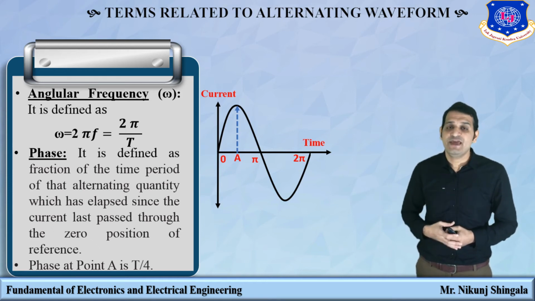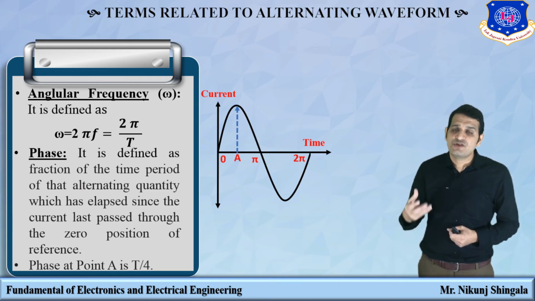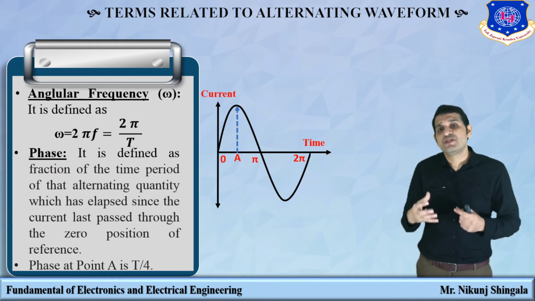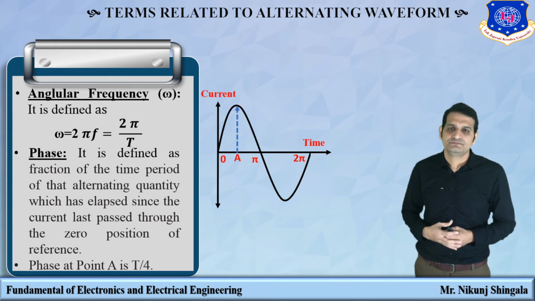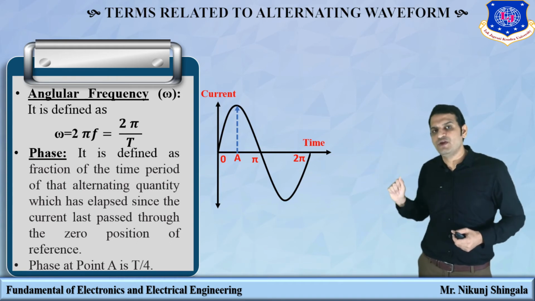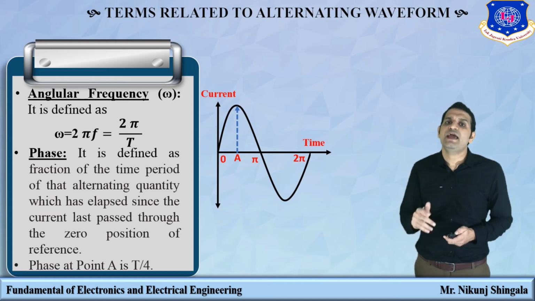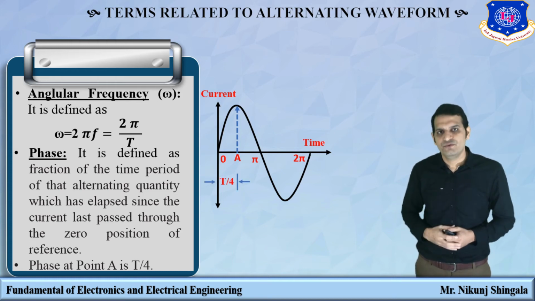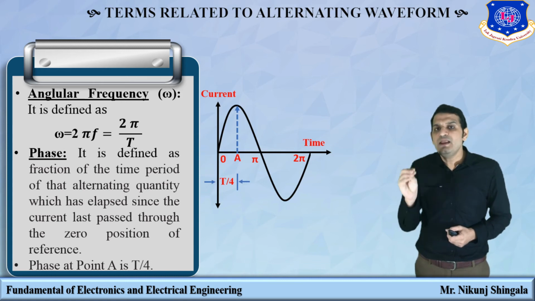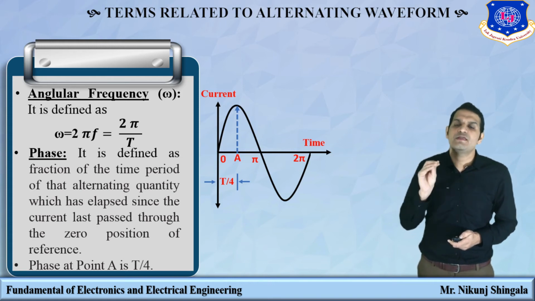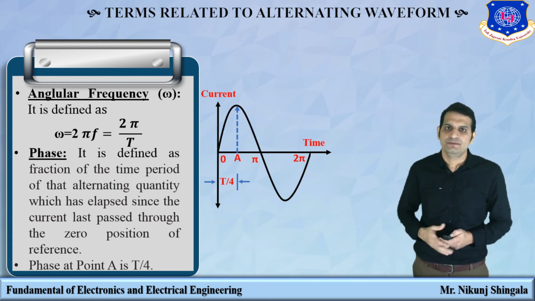Another definition of phase is that it is defined as the fraction of the time period of the alternating quantity which has elapsed since the current has passed through the 0 position of reference. Now suppose in this particular voltage waveform, if you have been asked to find the phase at angle A, the phase at angle A is nothing but T by 4. Similarly, at any instant t, the phase is given by omega t, where omega is the angular frequency.